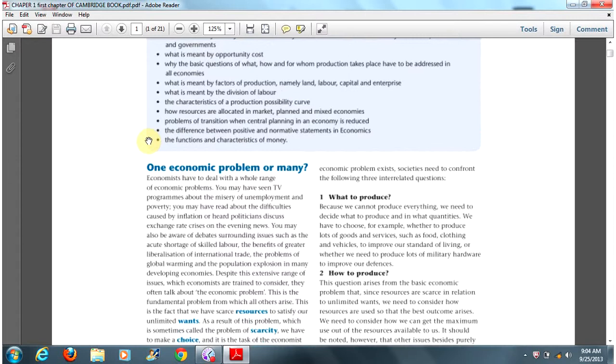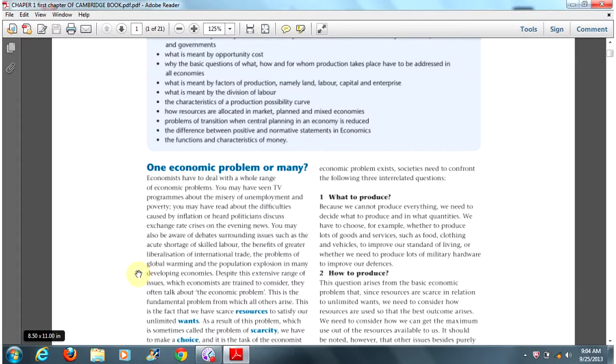One economic problem, or many. Economists have to deal with a whole range of economic problems. You may have seen on TV programs about the misery of unemployment and poverty. You may have read about the difficulties caused by inflation and heard politicians discuss exchange rate crisis on the evening news. You may also be aware of debates surrounding issues such as the acute shortage of skilled labor, the benefits of greater liberalization of international trade, the problems of global warming, and the population explosion in many developing economies.